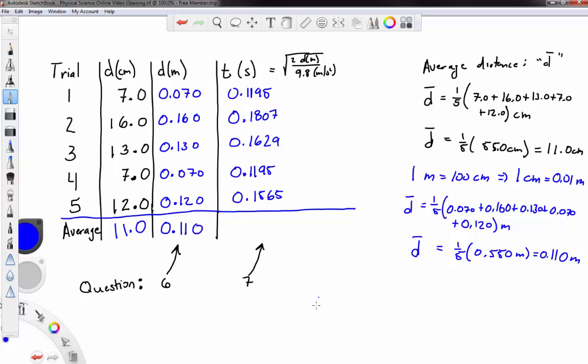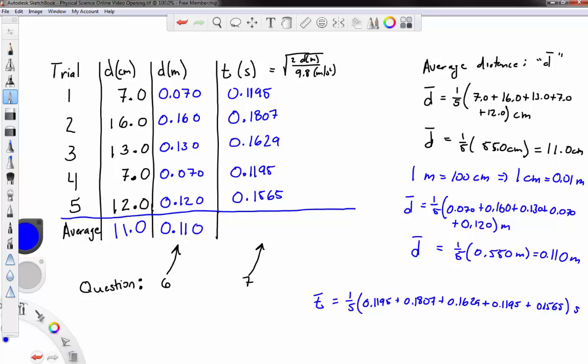Now we need to get the average time. So the average time we find in a similar manner to the average distance. You go 1/5 of, and then you add these together: 0.1195 plus 0.1807 plus 0.1629 plus 0.1195 plus 0.1565, and that is seconds.